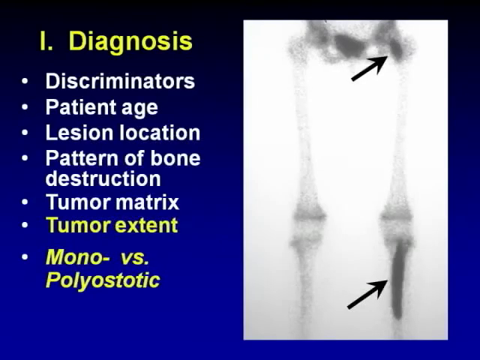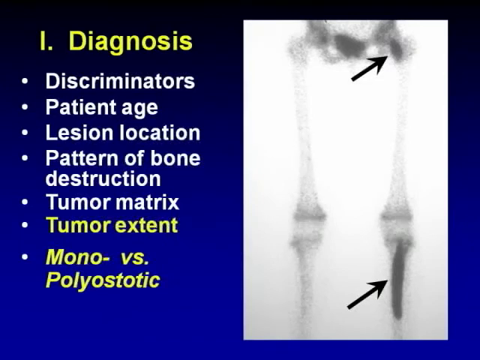So we have these discriminators. We look at the patient age. We look at the lesion location. We look at the pattern of bone destruction. We look at the tumor matrix, if there is one. And then we look at the tumor extent. And one way of looking at this is whether the lesion is in one bone or in multiple bones.